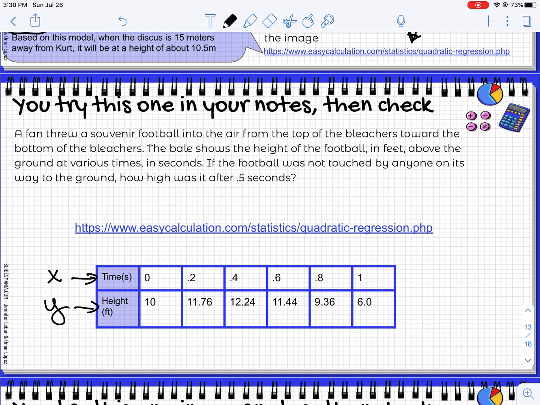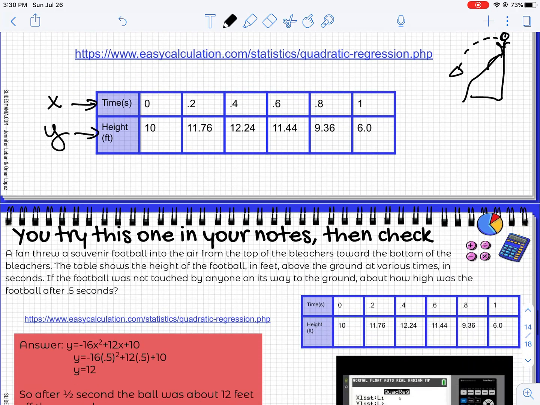Okay, so hopefully you did hit pause and you're back, and let's see how you did. So basically somebody's throwing a football into the air from the top of the bleachers towards the bottom. Okay, so if this is the bleachers, you got a person up here, they're throwing a little football downwards. So making a little parabola. The ball shows the height of the, wow, that word's spelled wrong. Shows the height of the football in feet above the ground at various times in seconds.